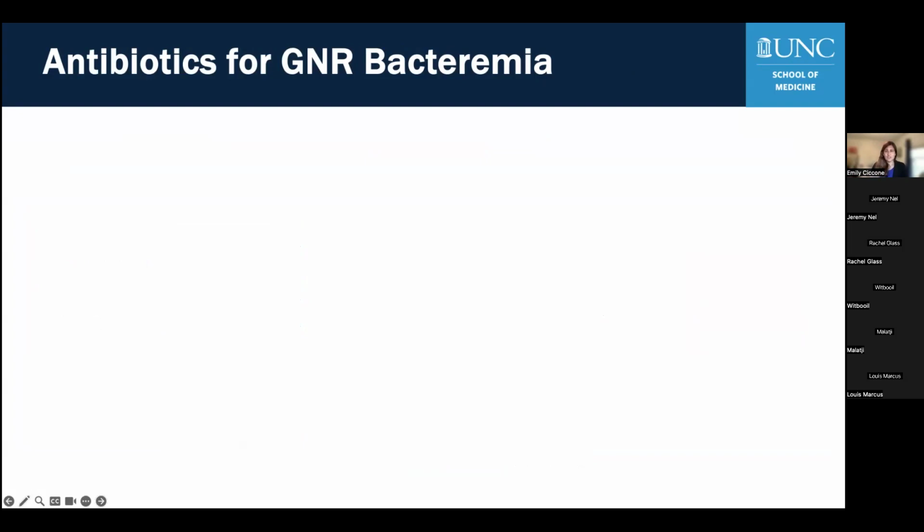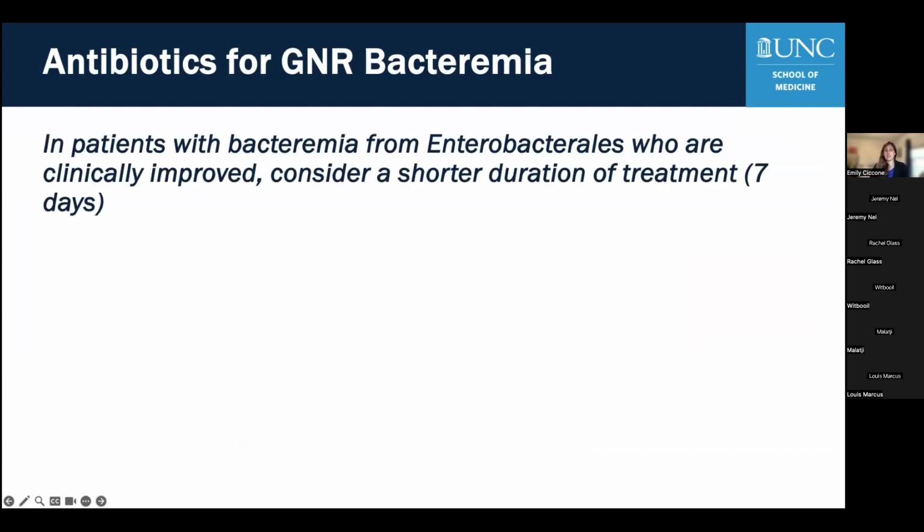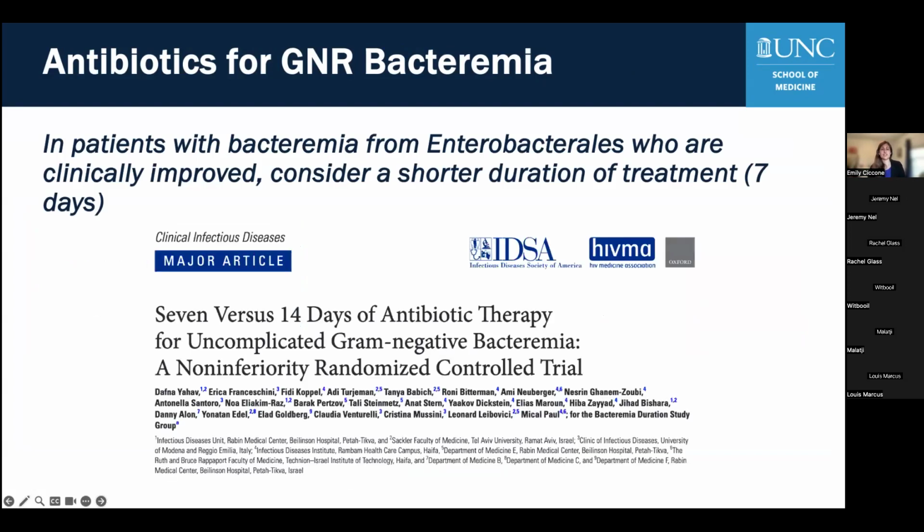And then as we've discussed previously, duration is important. There's also evidence that a shorter duration of treatment for these patients who are clinically improved may be appropriate as well. So this was a randomized control trial that compared 7 days to 14 days of antibiotic therapy for uncomplicated gram-negative bacteremia. So they randomized people once they got to 7 days, either stop treatment or continue for an additional 14 days. So, to be in the study, you had to have survived to 7 days. So, that probably introduces a certain amount of selection bias.